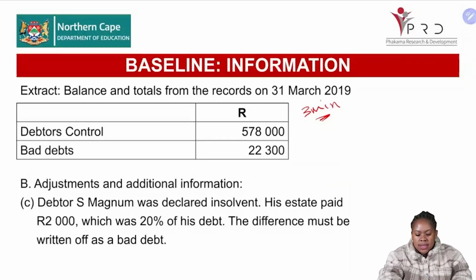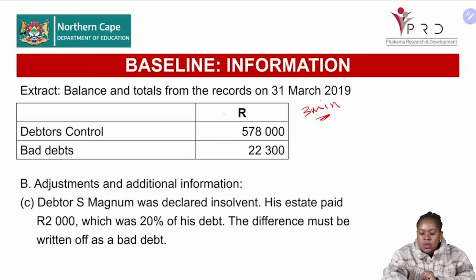Welcome back, grade 12s. Now, let's quickly analyze the information that we have before us. Now, it says there the balance and totals of 31 March 2019, right? They gave us our trial balance or the balances and totals list, right? We are dealing with bad debts transaction.